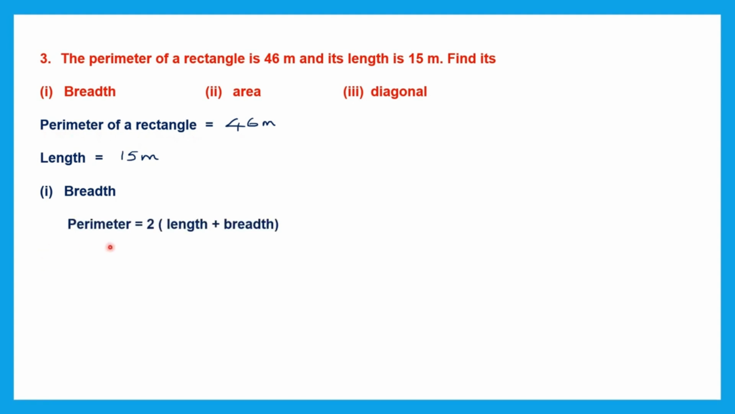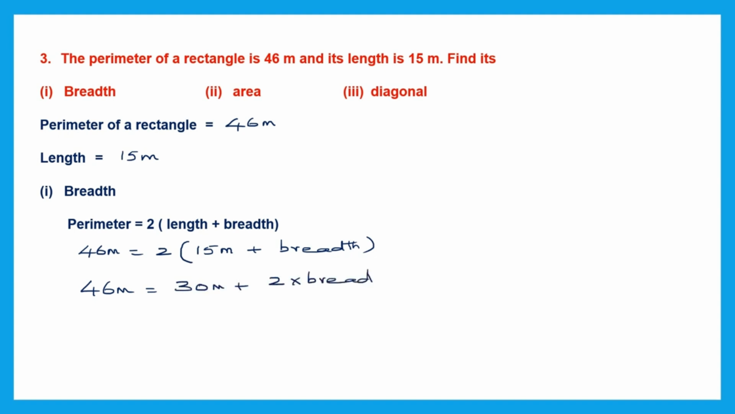So perimeter is 2 into length plus breadth, and perimeter we already know is 46 meters. So this is 2 into, now length is 15 meters. We don't know the breadth, so we say plus breadth. We don't know the breadth, we are going to find out. Now let's simplify this. So 46 meters is equal to 2 into 15 meters is 30 meters plus 2 into breadth. So 2 into breadth. You can also write breadth to be x, or you can write it like this.